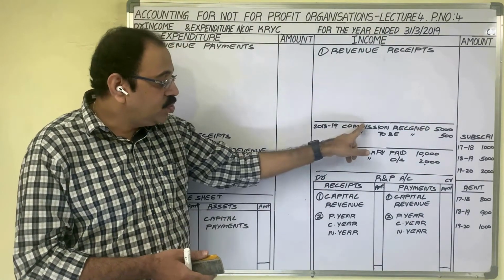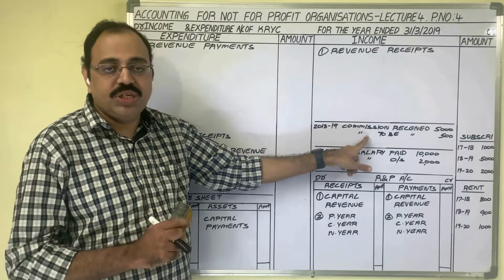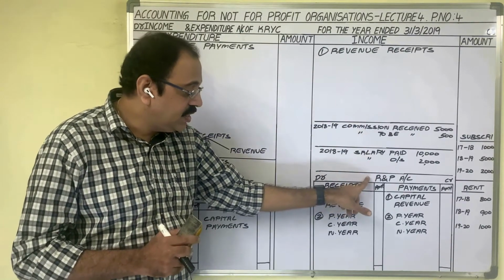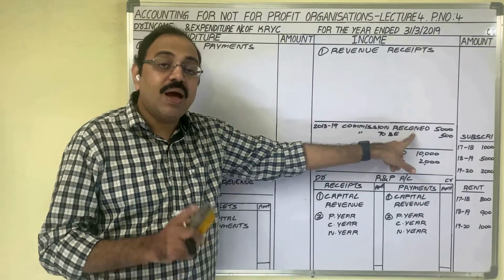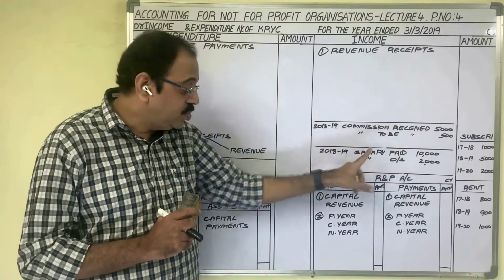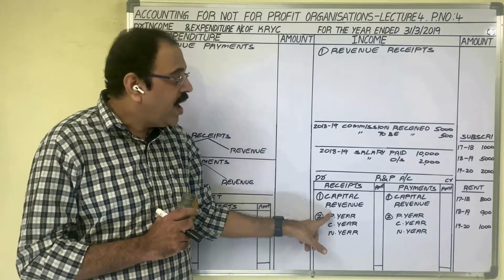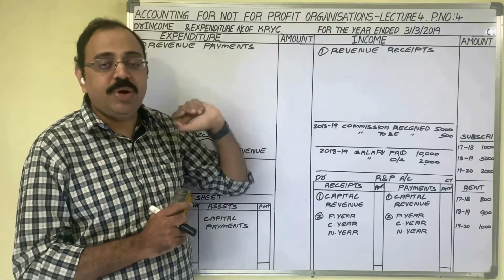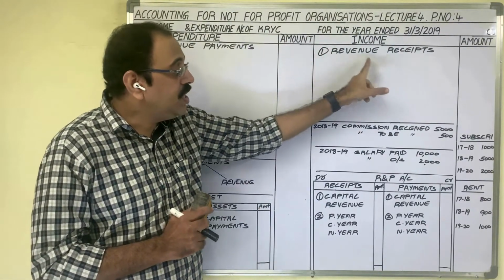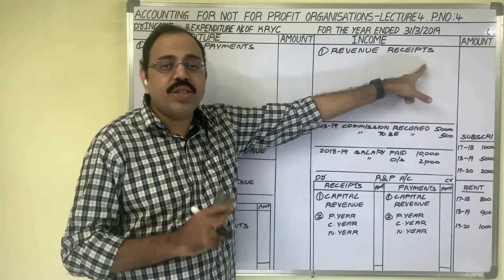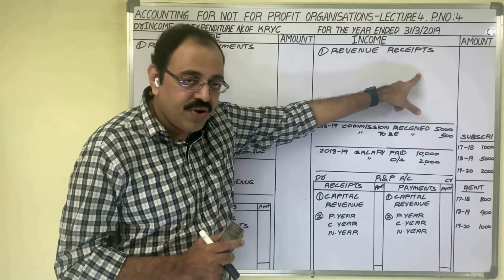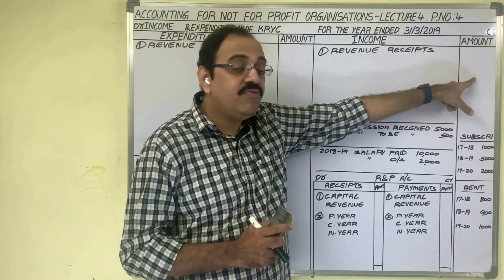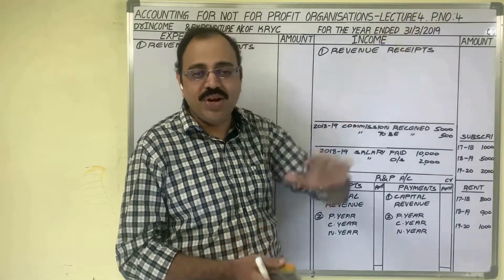Therefore, if these two pieces of information are given in the question, while preparing the receipts and payments account, only the 5,000 rupees commission received should be taken on the receipt side. While preparing the income and expenditure account, the commission received in the inner column is 5,000 rupees plus commission to be received 500 rupees. In the outer column we have to show 5,500 rupees.